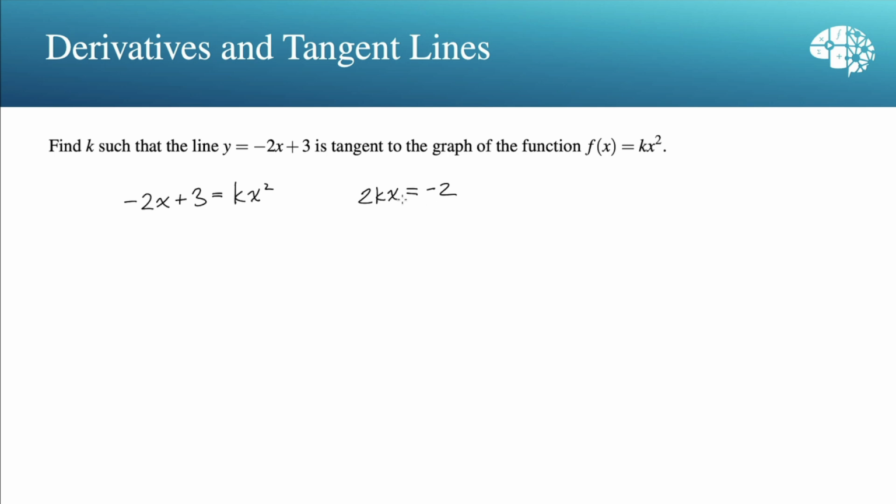I'm going to go ahead and solve for x in the second equation here, by dividing both sides by 2k. And that gives us x equals negative 1 over k.